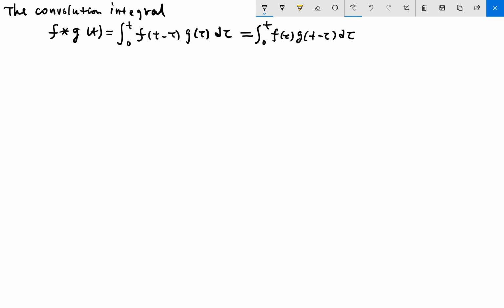Now let's look at an example of the convolution of two functions. Let's get some idea about that. For example, f(t) here equals cosine t, and g(t) here equals 1. So let's see what we get for the convolution of f and g.